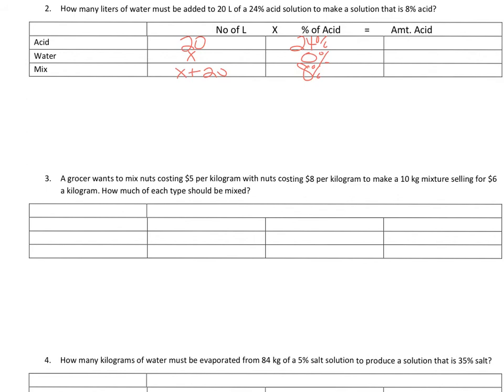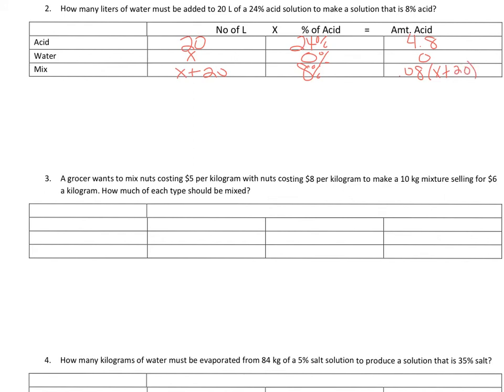And now we're going to multiply across. Okay, now here, whenever you multiply across, you have to be careful because notice there's percents there. We don't multiply with percents, right? Change it to a decimal. So we're going to take 20 times 0.24, which gives me 4.8. And then I'm going to take 0% times x, which gives me 0. Very good. And then we're going to take 8%, and we're going to change it to a decimal. What's 8% as a decimal? 0.08 times x plus 20.